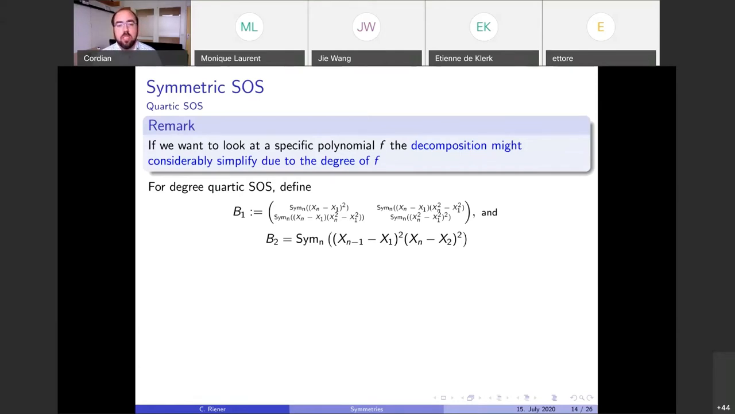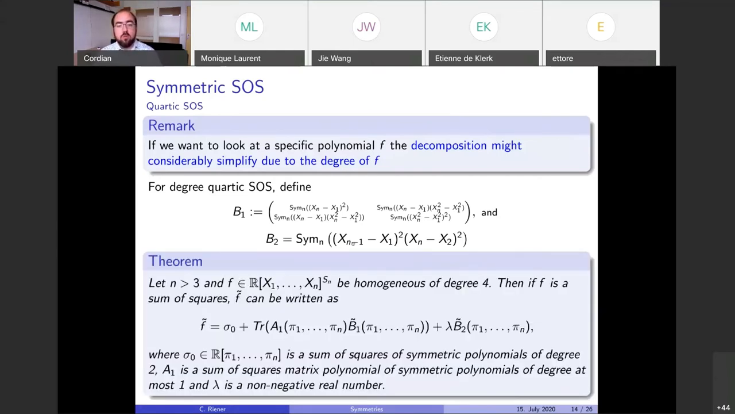I claim this because of the degree. So I only need the matrix polynomial B1, which is the symmetrization of these squares here. My B_i are essentially x_n minus x_1, and x_n squared minus x_1 squared. And then I have here the cross products. I symmetrize this, and this gives my matrix 1. And I have this other polynomial, which is essentially just a polynomial matrix of size 1 times 1, where I take the squares of this polynomial.